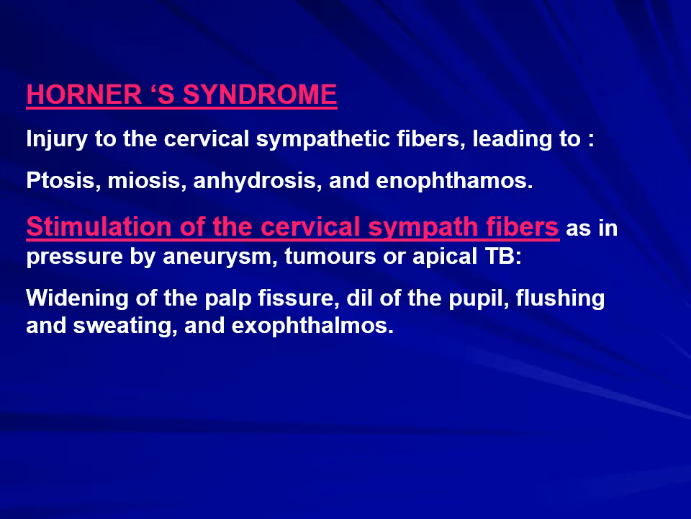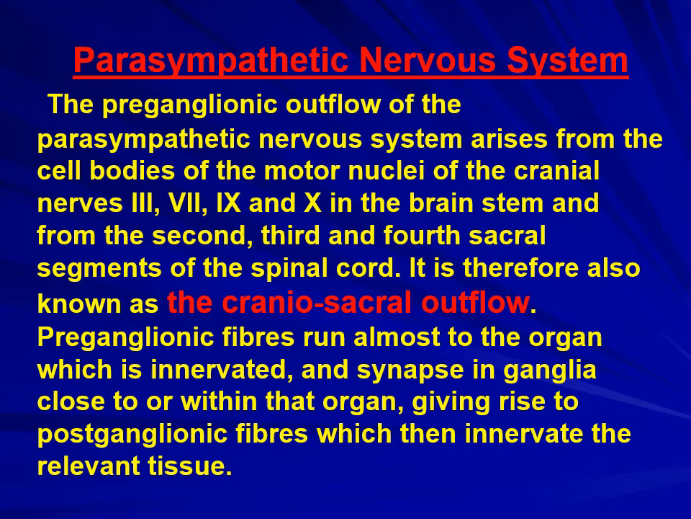On the other hand, if there is irritation or stimulation of the cervical sympathetic ganglion, in cases of pressure by an aneurysmal dilatation or tumors or apical TB, just the opposite of such signs will occur. So we have widening of the palpebral fissure, pupillary dilatation, flushing and sweating, with exophthalmos.